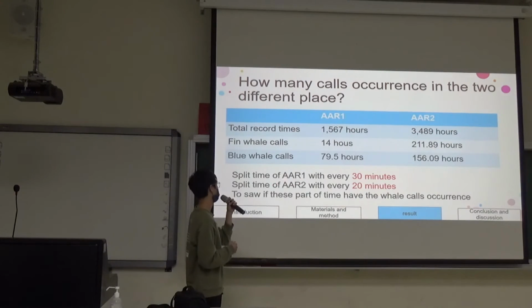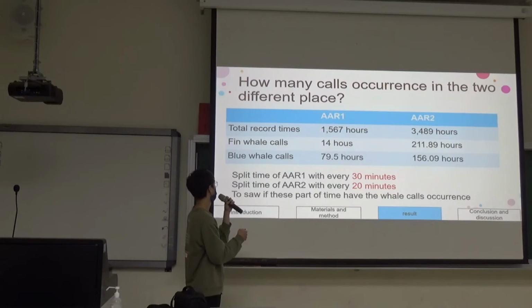And we split the time of AR1 into every 30 minutes and split the time of AR2 into every 20 minutes. For example, in AR1, if we found a 10-second whale call in these 30 minutes, we count this whole 30 minutes as having a whale call. So this is how we count these numbers. In this condition, our target is to determine whether this part of time has whale call occurrence.